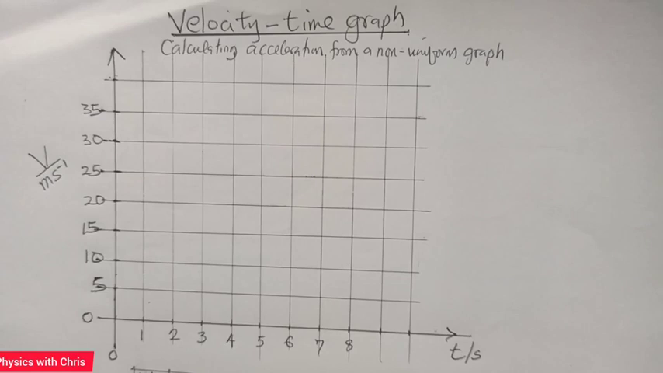In this video lesson, I'll be showing you how to calculate acceleration from a non-uniform graph, still under velocity time graph. Non-uniform graph, that is, the graph is not a straight line. In the previous videos, I did show you how to calculate the slope of a straight line graph. That is, the slope of a straight line velocity time graph represents acceleration.